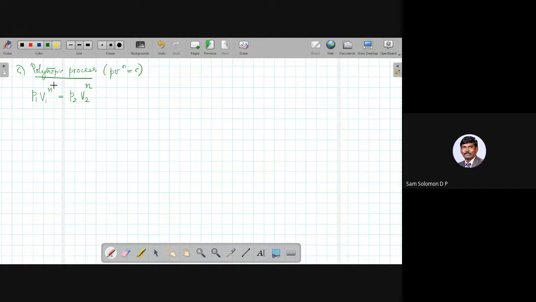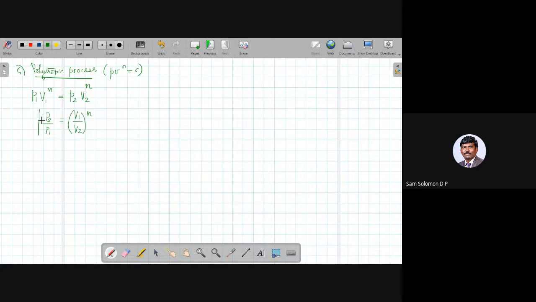And sometimes in the question paper, not necessarily the semester exam, maybe in competitive exams also, they ask you to find the value of this index. So how do you find the value of the index? You can write this as P2 by P1 equal to V1 by V2 whole to the power n. We will come to finding that index also. So P2 by P1 is V1 by V2 whole to the power n, and you can use that as one relationship.